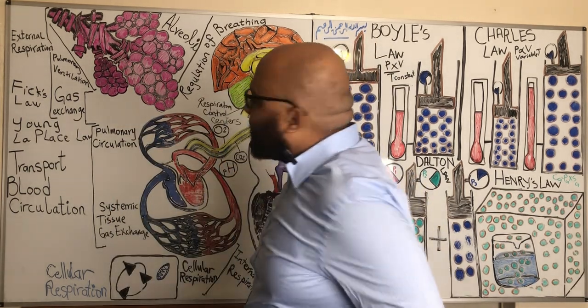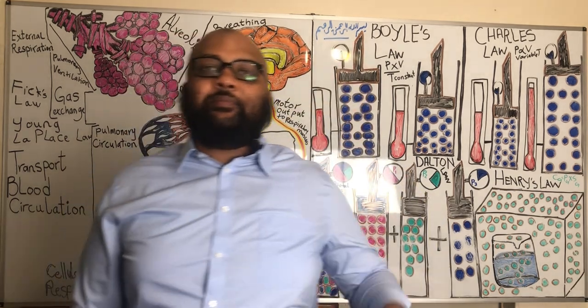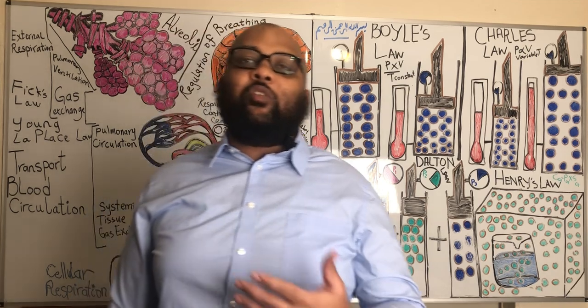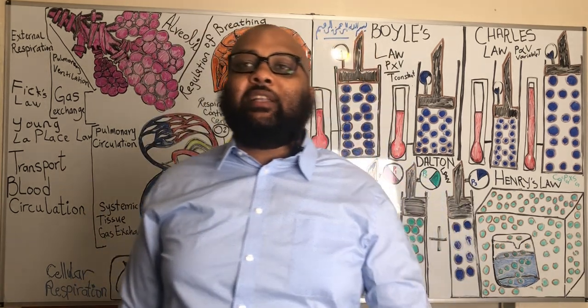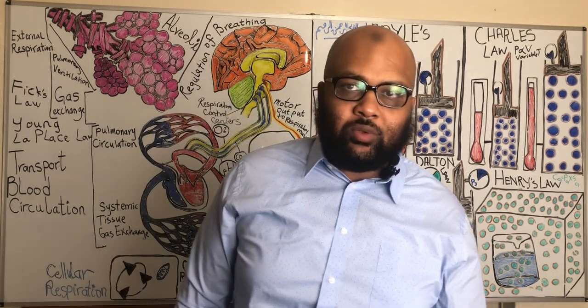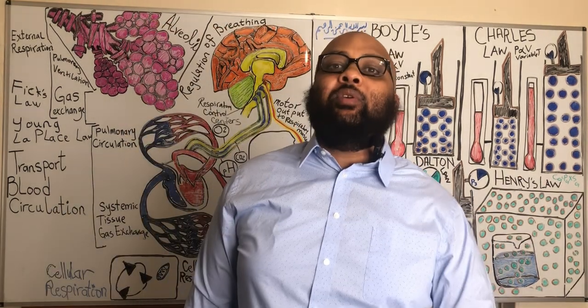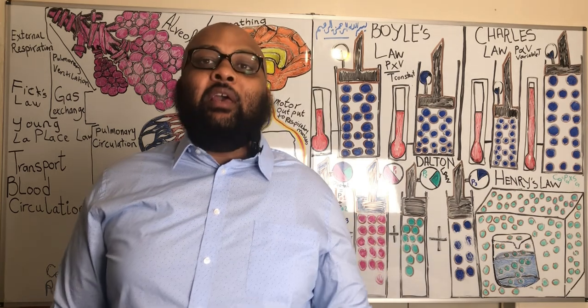You must also understand that although we have an upper respiratory tract and a lower respiratory tract, the lower respiratory tract begins from the trachea and below, and you have your bronchioles and the terminal bronchioles, and then you have your alveoli.